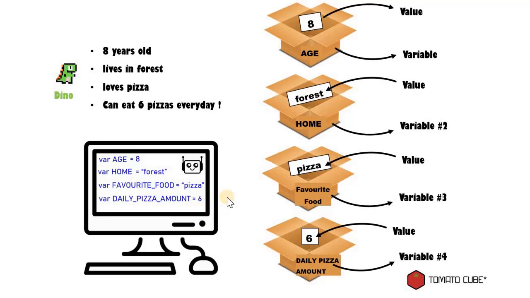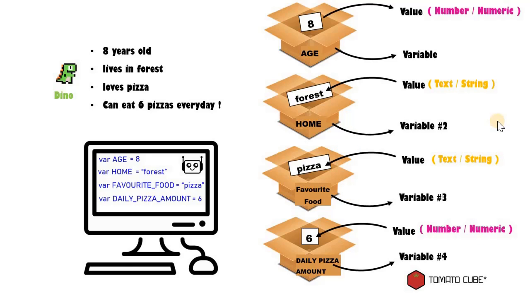Now I have created the instructions to store the 4 variables to tell the computer the 4 pieces of information that we need to store. So you might be wondering, how come some of the values have a double quote around them? If you pay attention to the values, for age and daily pizza amount, these are numbers and numeric. And then for home and favorite food, the value is a type of text or string. So for a value that is a type of text or string, we will need to double quote it.